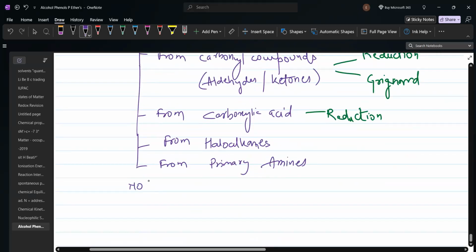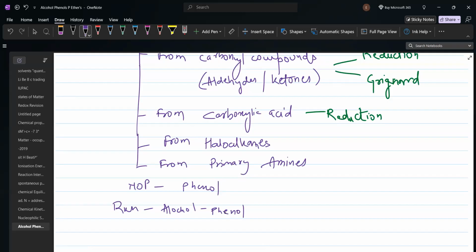Yes, sir. Then what we will see is the method of preparation for phenol, because the chapter name is alcohol, phenol, and ether. Then we will see several reactions involving alcohol and phenol. Alcohol will have lots of substitution reactions and elimination reactions. In phenol we will see many electrophilic substitution reactions, which we have already introduced in haloalkanes. Again, those things will come.